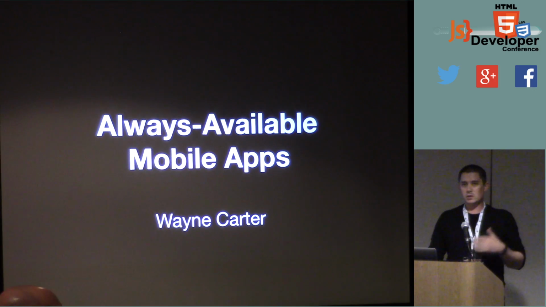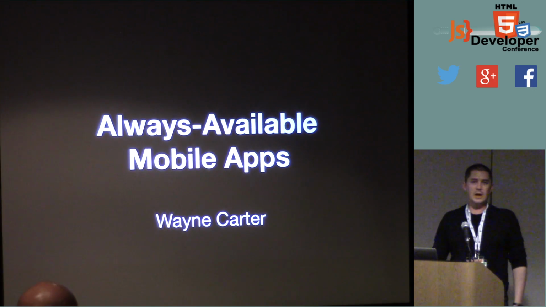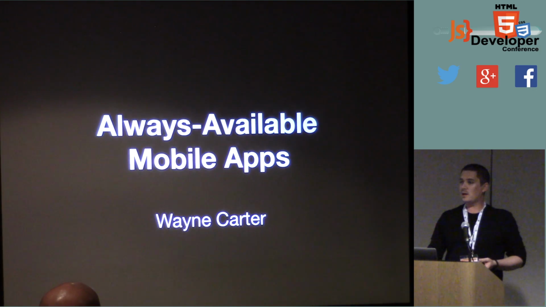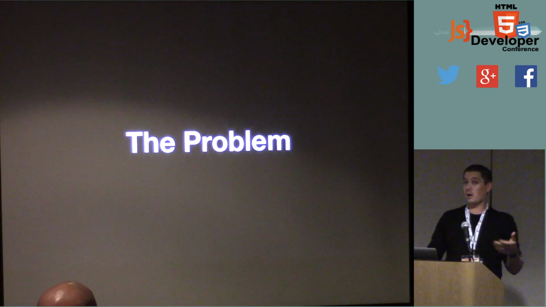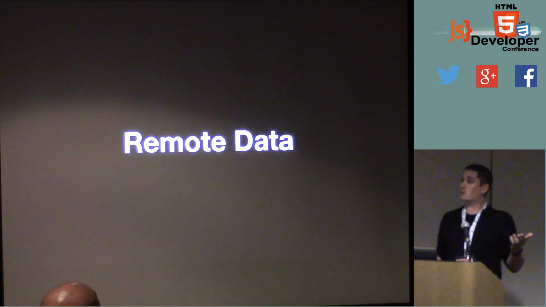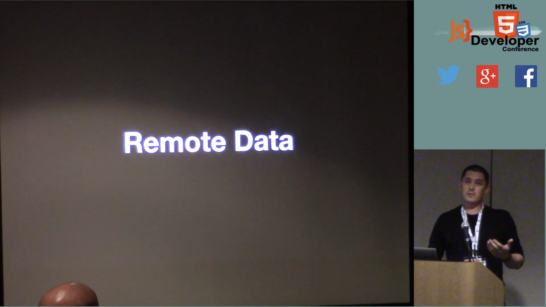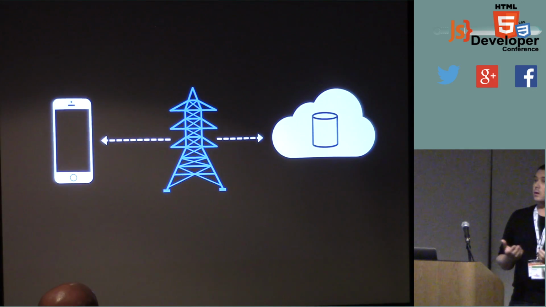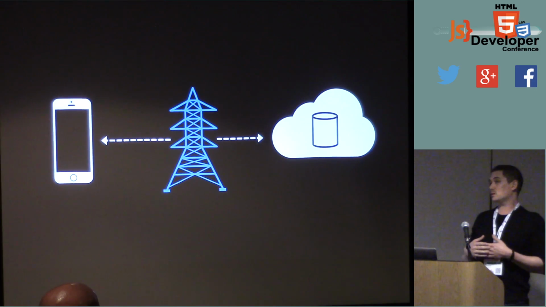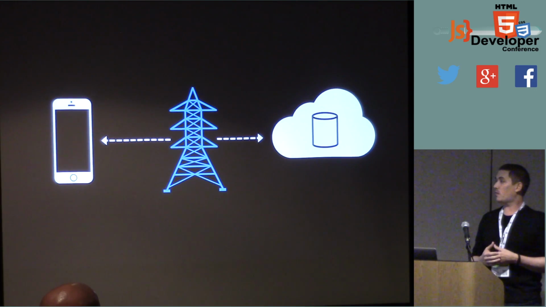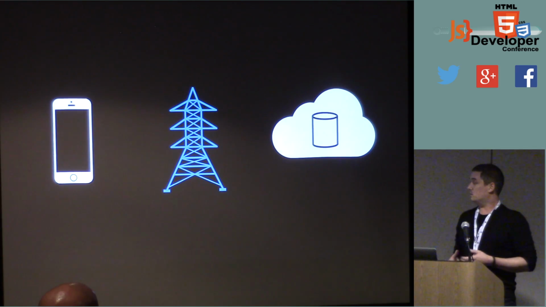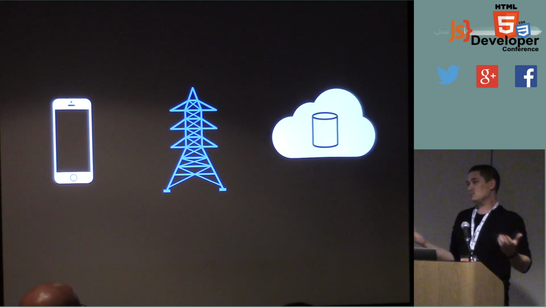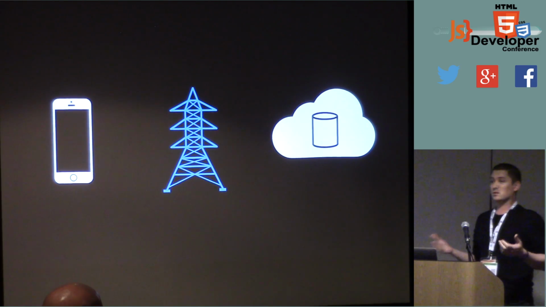So, just starting with why we can't have mobile applications that are always available. Most of the applications today that we write have a problem. The problem is that the data is all remote. So if your application has a connection to the internet, then great, your application works. If the network connection is fast, then great, your application can be fast. But if the network isn't there, then your application can't work. And if the network connection isn't fast, then your application is going to be slow.